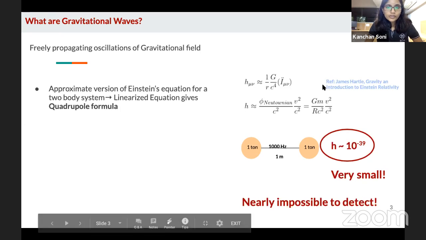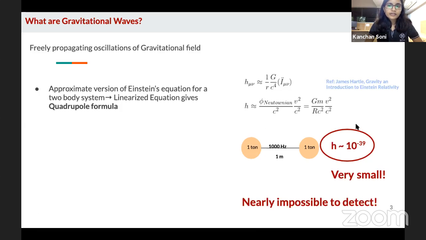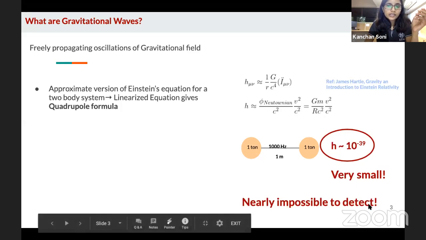So to understand what this equation actually means, let's take a physical scenario. Let's consider a dumbbell shaped system where two dumbbells are of 1 tonne each, separated by 1 meter. And suppose we rotate this dumbbell with some 1000 hertz of frequency, so what kind of gravitational wave or strain signal will we obtain from this kind of system? That will be of the order of 10 to the power minus 39.